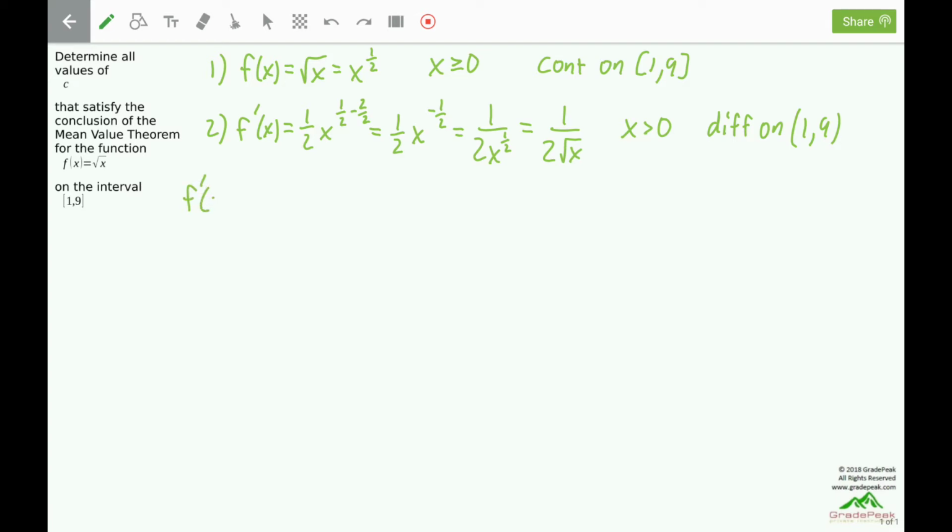It says that the slope of the tangent line at some value c equals the slope of the secant line connecting the two endpoints, f of b minus f of a over b minus a. And this will hold true for at least one c, maybe more, in the open interval of 1 to 9. In this problem, the interval is 1 to 9. The left endpoint a is 1, the right endpoint b is 9. So the right side here can be written as f of b, which is 9, minus f of a, which is 1, divided by 9 minus 1.